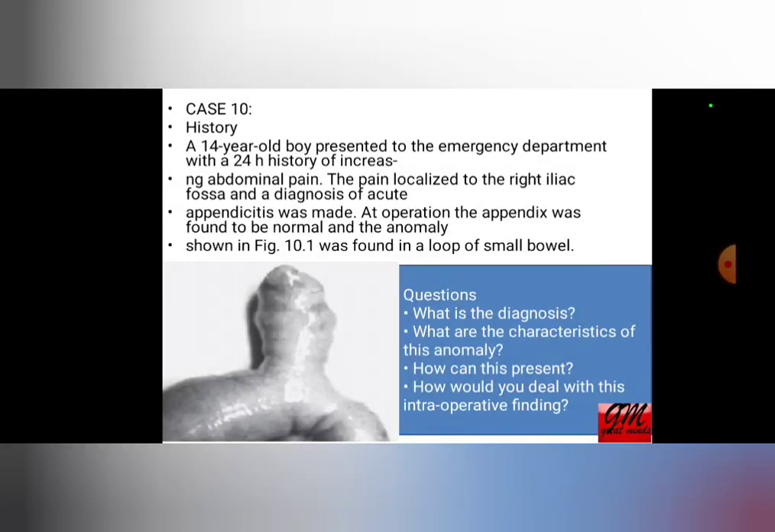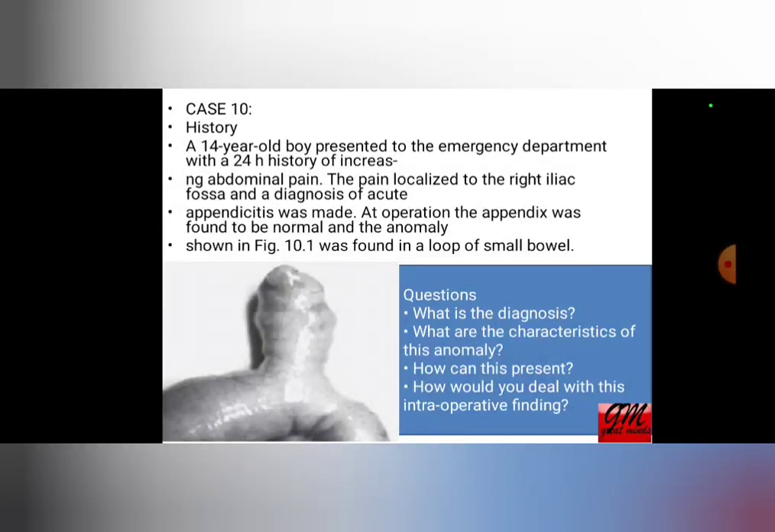Now, how can Merkel diverticulum present? For you to know the presentation of Merkel diverticulum, you must know what the Merkel diverticulum is. It's a true diverticulum, because you need to know that there are what is called false diverticulum and true diverticulum. A diverticulum is first defined as an outpouching of the lumen of the intestinal tract. When you have an outpouching of the lumen of the intestinal tract, it's called a diverticulum.